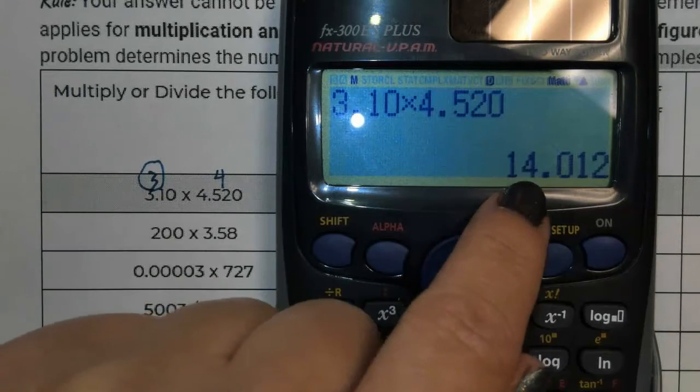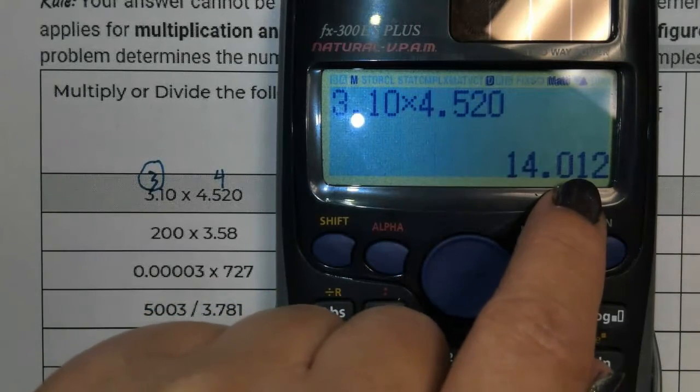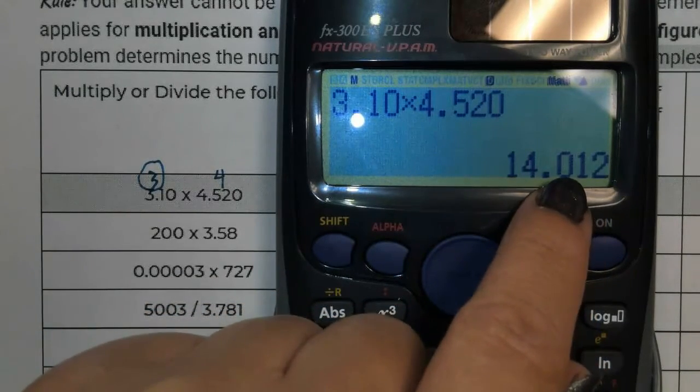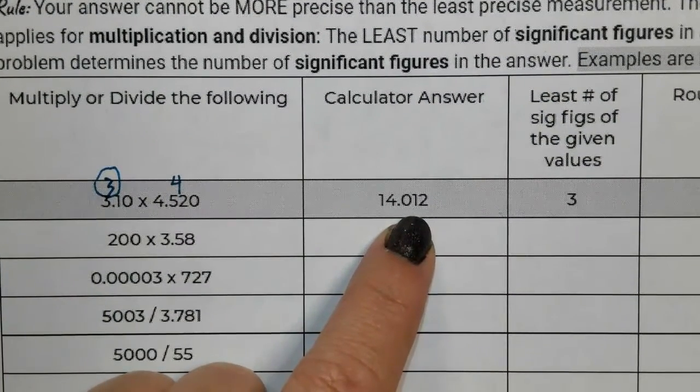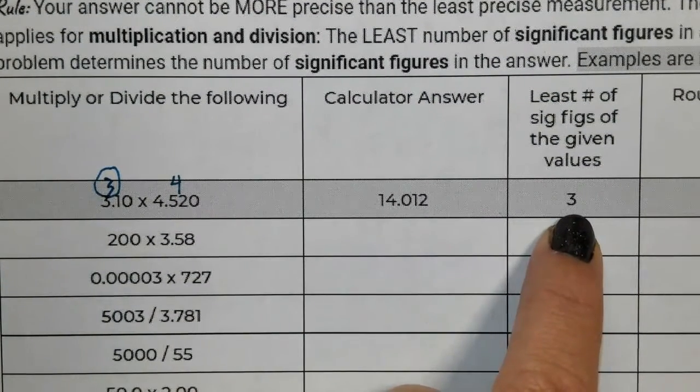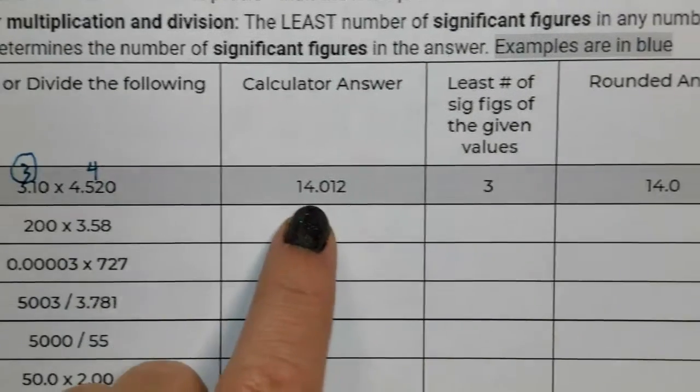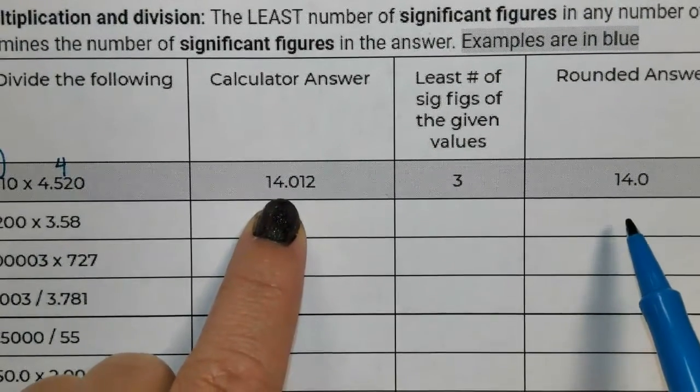So it's going to be the 1, the 4, and that 0, because it's followed by a 1, will stay a 0. And so the final answer, this is my calculator answer. I can only have 3 significant figures, and once I round this off, I get 14.0.